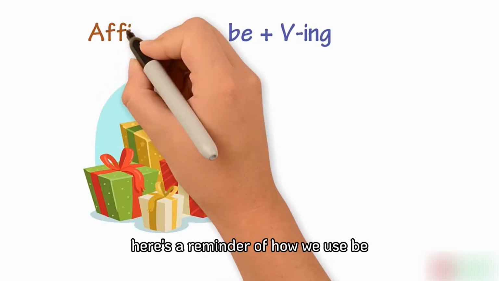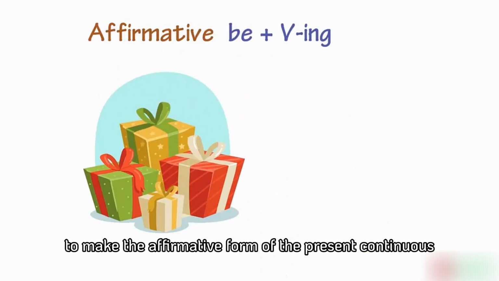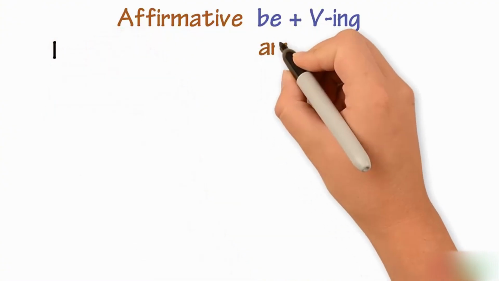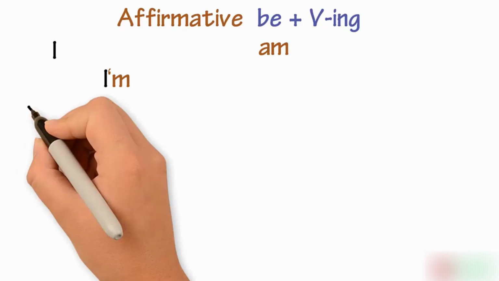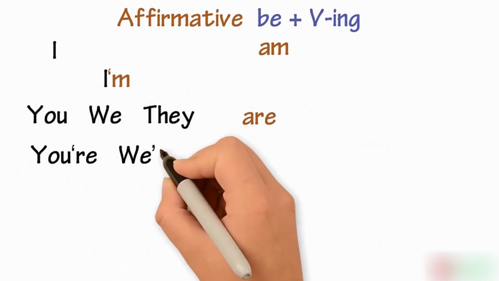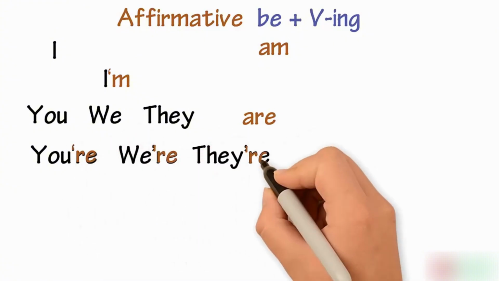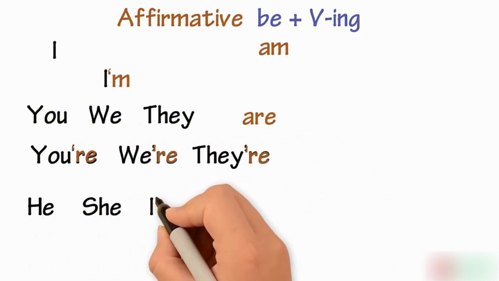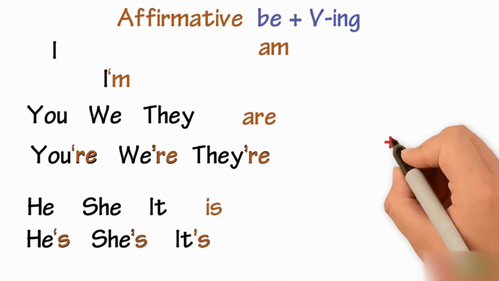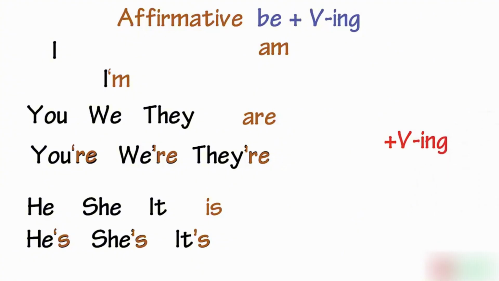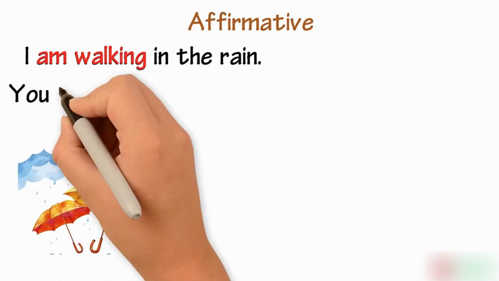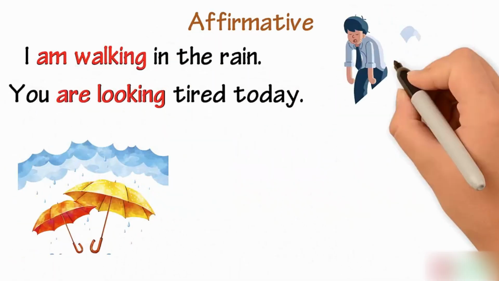Here's a reminder of how we use be to make the affirmative form of the present continuous. I am or I'm. You, we, they are or you're, we're, they're. He, she, it is or he's, she's, it's. Plus verb ending in ing. So we can say, I am walking in the rain, or you are looking tired today, and she is working at the moment.